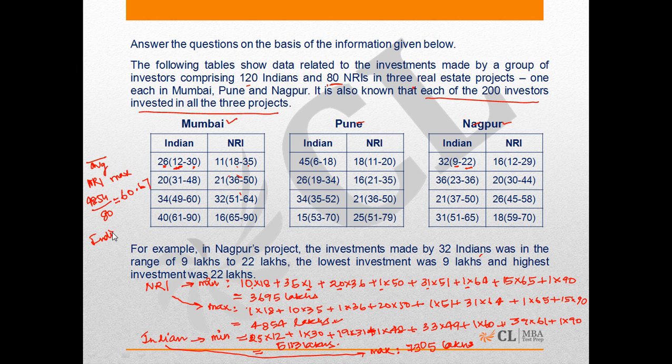And similarly for Indian, if we talk about the minimum investment, the average minimum investment that can be made is 5113 divided by 120. So this is going to give us 42.61. The max that can be made is 7305 divided by 120. This is 60.87.